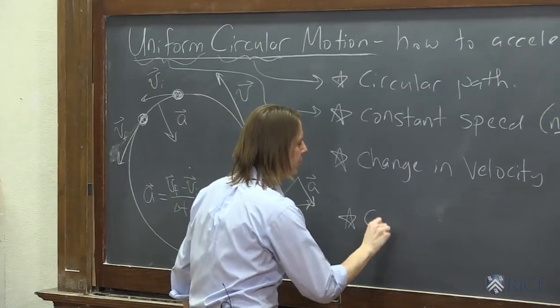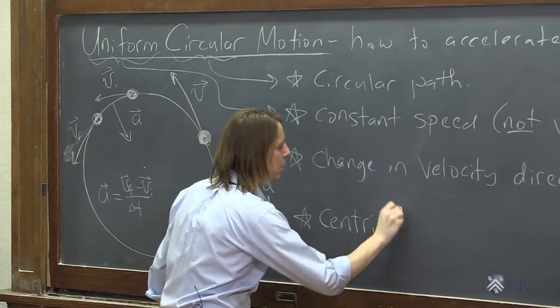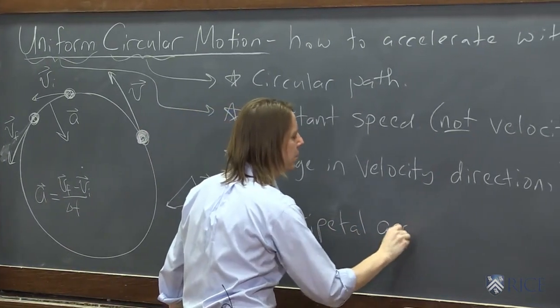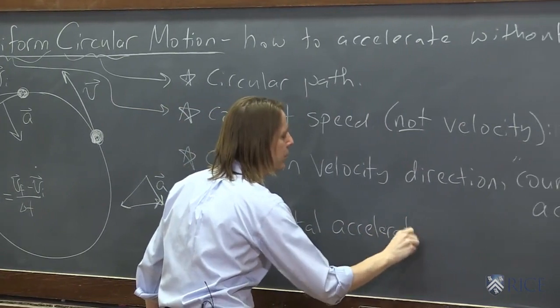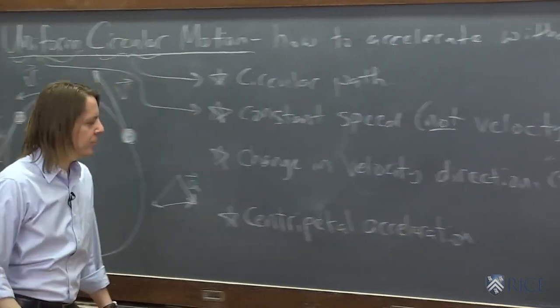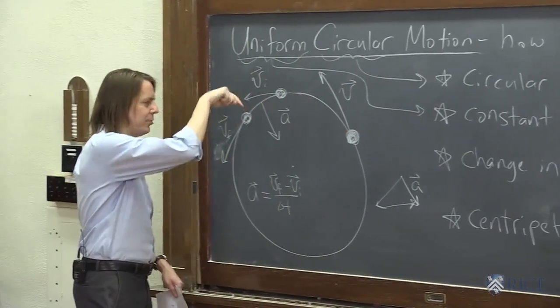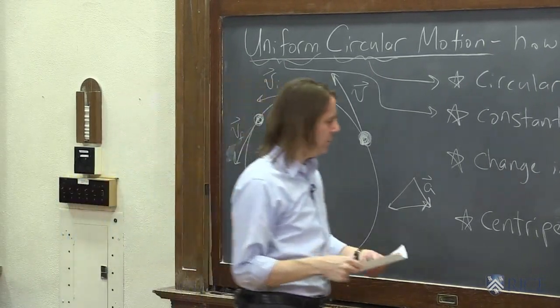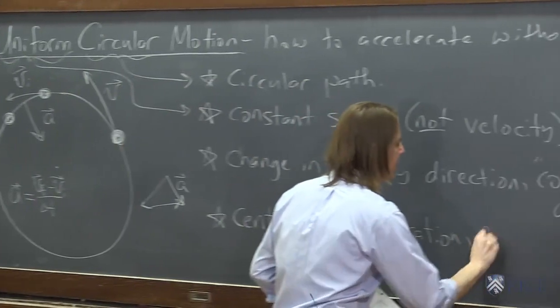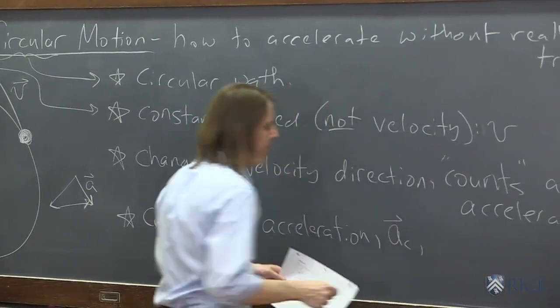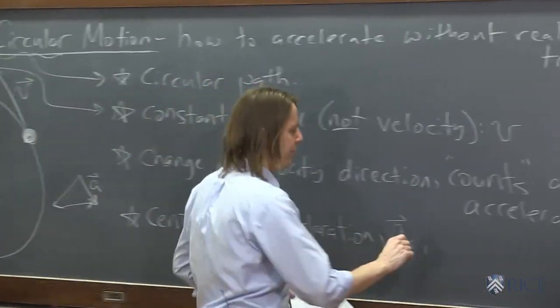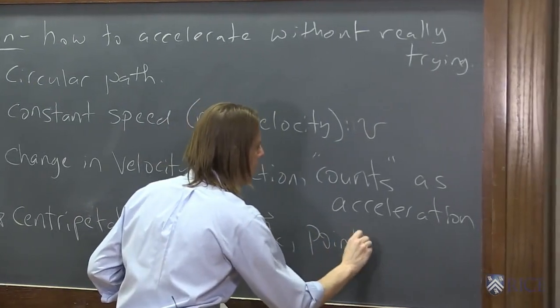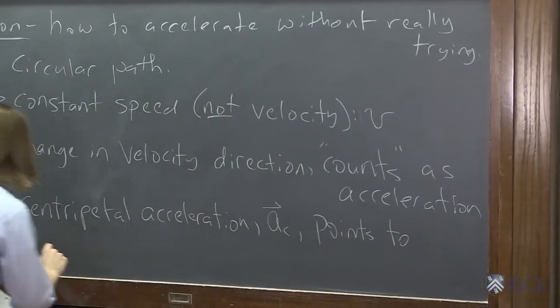And for uniform circular motion, we give it a special name. It's called the centripetal acceleration. So centripetal, I believe, means center seeking, right? So as this thing moves around, the acceleration is always pointing to the center of the circle. That's why it's called that. So the centripetal acceleration, it's usually a with a little c subscript, and it points to the center of the circle.